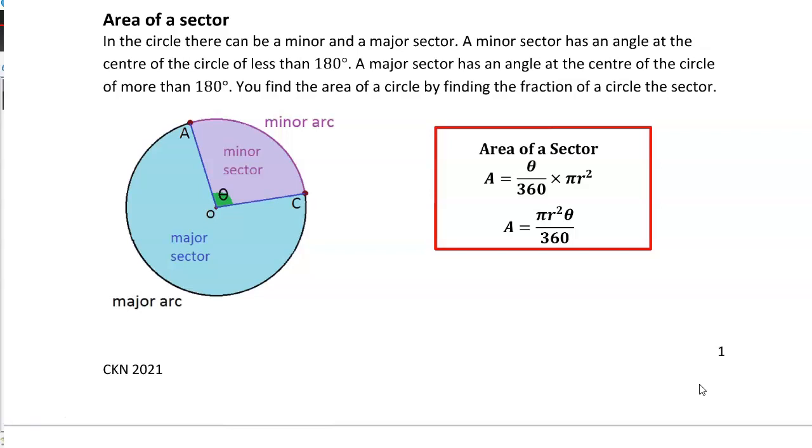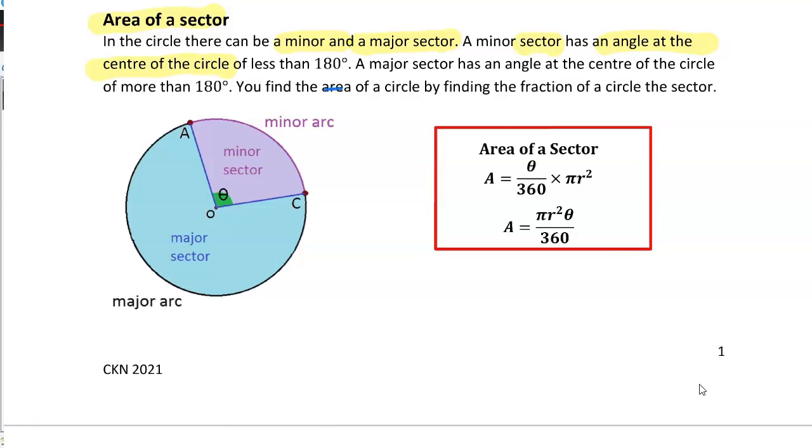Okay, area of a sector. A sector is a portion of the circle, and we're talking here about a minor and major sector. You can see that the minor sector is the smaller portion compared to the larger sector. It's important to note that this sector has an angle at the center of the circle. The sectors have these arms going off to the center of the circle. So that's what a sector is.